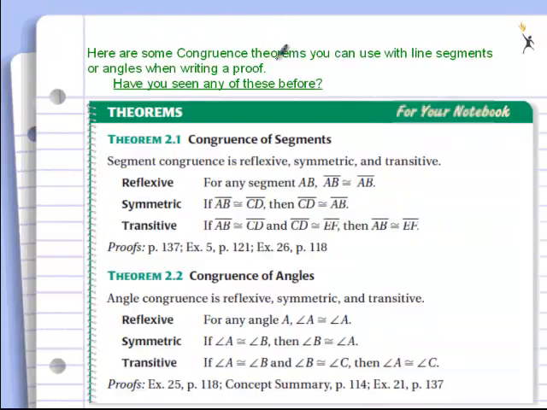Here are some congruency theorems you can use with line segments or angles when writing a proof. Have you ever seen these before? Here we have the reflexive property, the symmetric property, the transitive property, the reflexive property, the symmetric property, the transitive property.